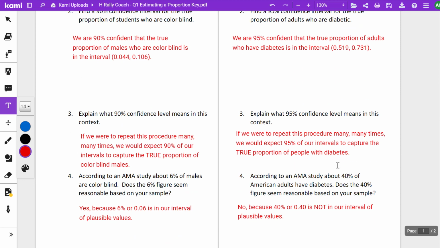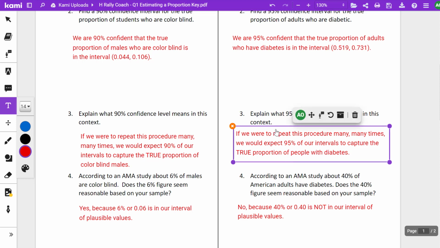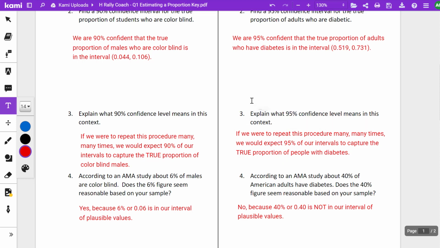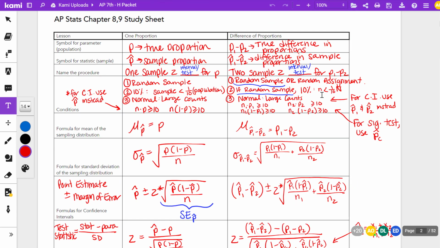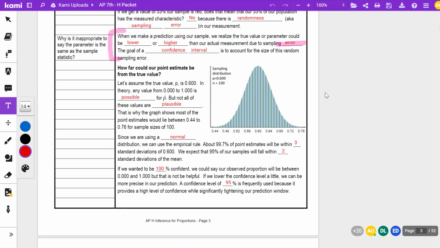All right. Explain what 90% confidence level means in this context. If we were to repeat this procedure many, many times, so this is sort of boilerplate, we would expect 90% of our intervals to capture the true proportion of colorblind males. For this one over here, we would expect 95% of our intervals to capture the true proportion of people with diabetes. So just change the context, make sure that this number matches whatever confidence level you're looking at, and you should be fine. And if you were to look at your notes, pretty sure this is near the beginning in the confidence interval basics.